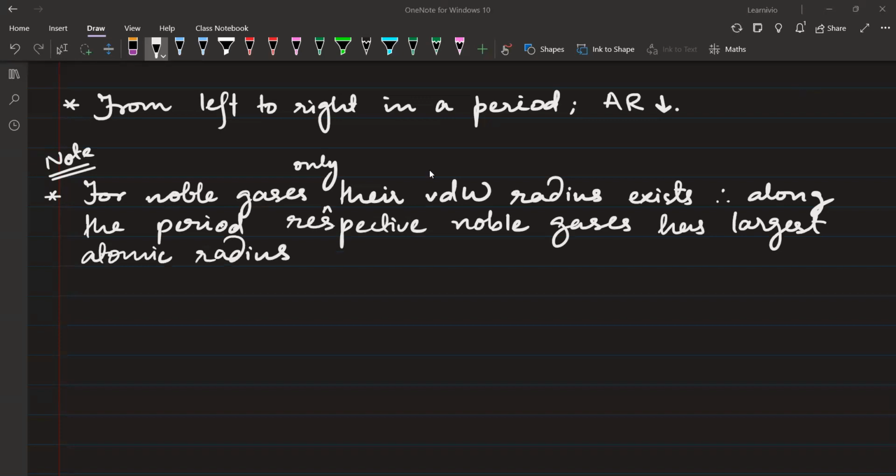Has the largest atomic radius. Am I lagging for everyone? Suddenly it's just me. Am I lagging, guys? Let me read this. For noble gases, only their van der Waals radius exists, and van der Waals radius by definition is going to be large. That is why, according to the trend, you would think that from left to right in the period the atomic radius should decrease, and at the end of a period we will always get a noble gas. So that noble gas should have the least atomic radius, but that is not true, because for noble gases there is the van der Waals radius, and van der Waals radius by definition is larger.